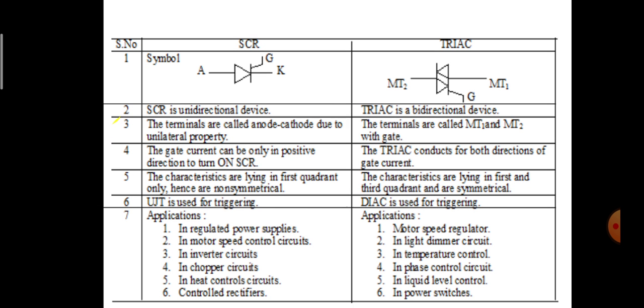Now applications. SCR: in regulated power supplies, motor speed control, inverter circuits, chopper circuits, heat control circuits, controlled rectifiers. The applications of triac: motor speed regulator, light dimmer circuit, temperature control, phase control circuit, liquid level control, power switches.